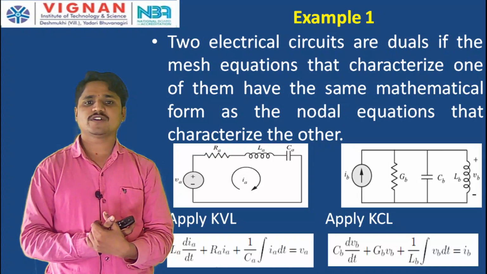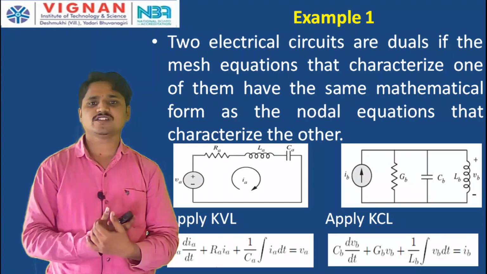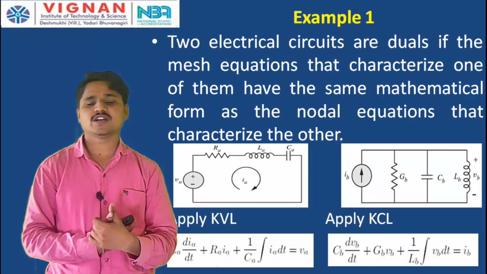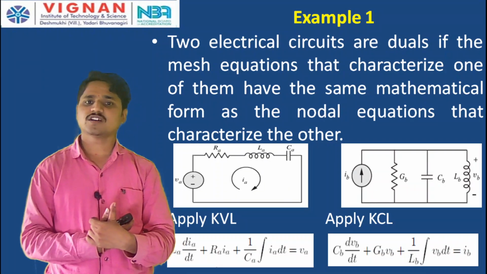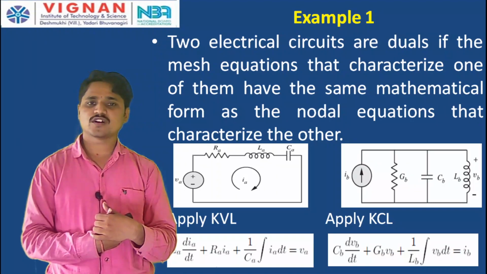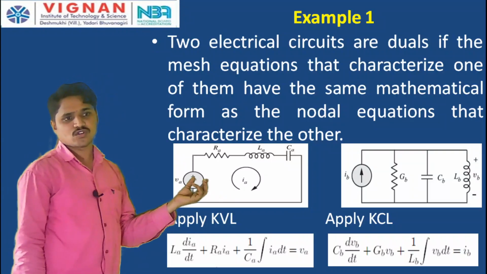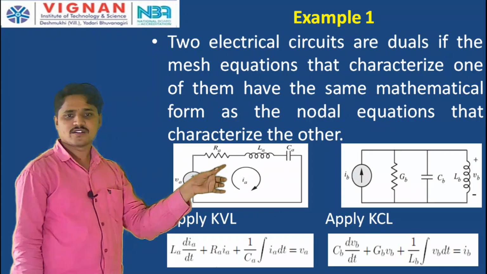We know that two electrical circuits are duals if the mesh equations that characterize one of them have the same mathematical form as the nodal equations that characterize the other circuit. Then these circuits are said to be duals of each other. Now, see this first circuit. The voltage source, resistor, inductor and capacitor are connected in series.